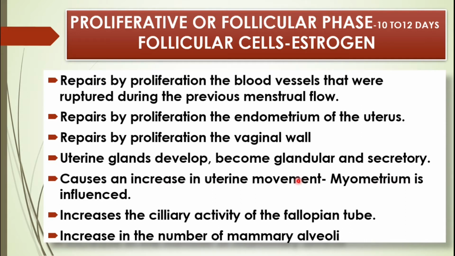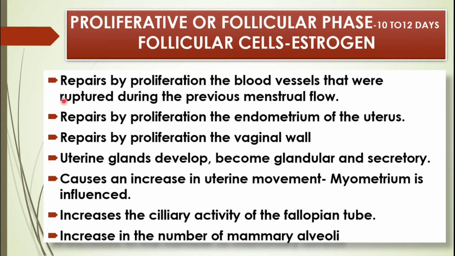So there is a gentle uterine movement. The uterus starts moving gently. It is not very visible, but there is an internal movement. Similarly, estrogen causes an increase in the ciliary activity of the fallopian tube. Within the fallopian tube, there are cilia, and all the cilia start beating. Slightly they start becoming active within the fallopian tube. The last change that is observed is in the mammary glands, where the alveoli start increasing in number.